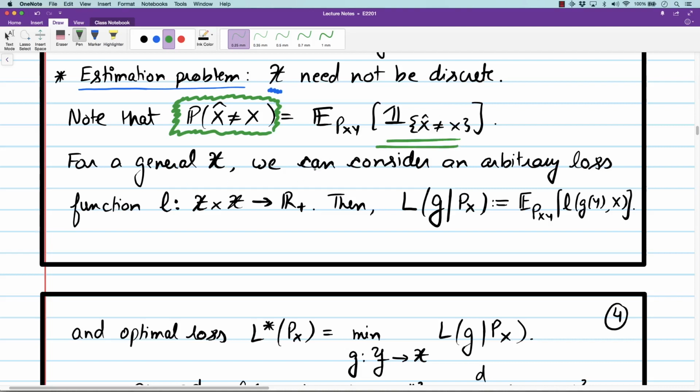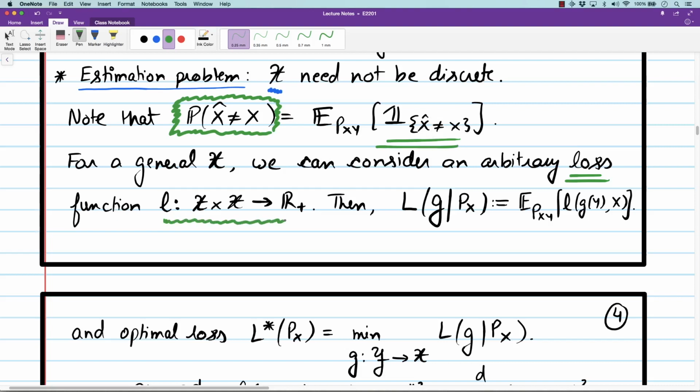For a general x, we can consider an arbitrary loss function. This can be thought of as a loss function. This is the loss that you incur when you declare x hat instead of x, and this is the expected loss. But why are we considering only this indicator function as the loss function? It is very well suited for hypothesis testing, but in general we can consider some other loss function.